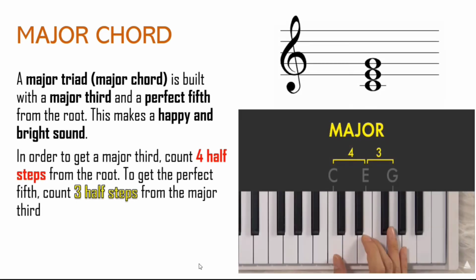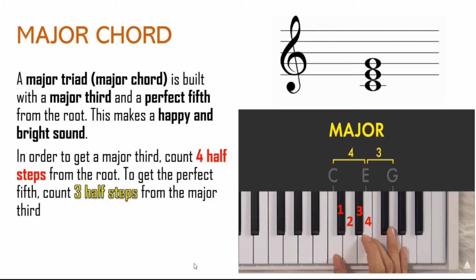In order to get a major third, count 4 half steps from the root. So the root in this chord is C. So we need to start counting in C sharp. 1, 2, 3, and 4. So there we have it. Our major third is an E.